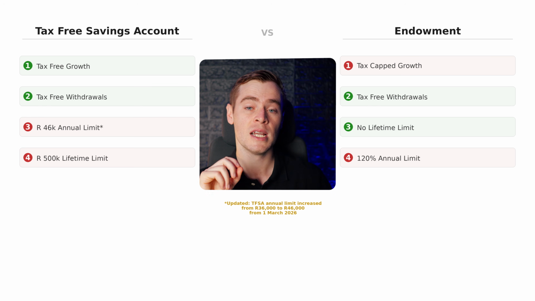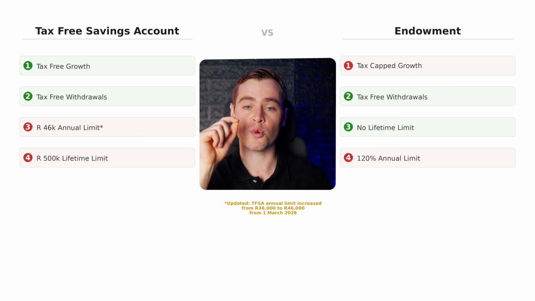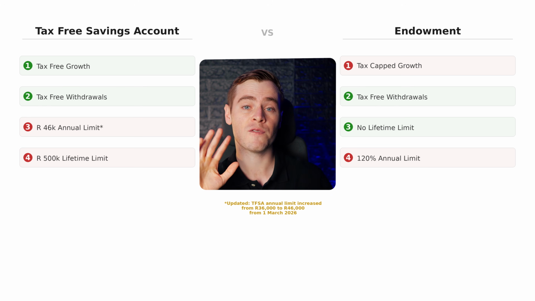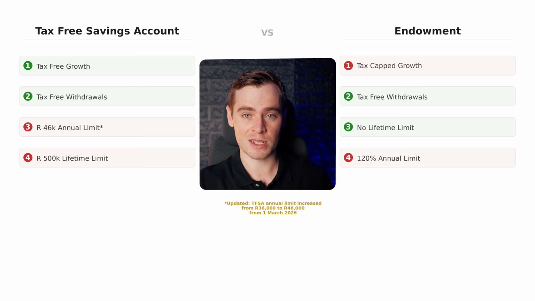So for example, if you contribute 100,000 Rand in year 1 and 2, then year 3's contribution will be limited to 120,000 Rand. If you exceed this limit, the 5-year restriction term will reset, and you will have to wait another 5 years to access your money.